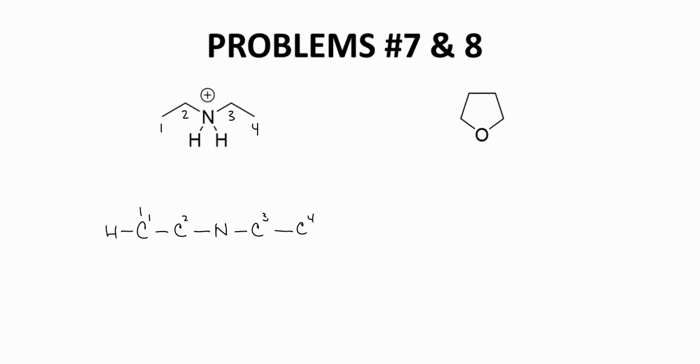Carbon 1 needs 3 hydrogens because it only has 1 carbon-carbon bond. Carbon 2 has 2 bonds, so it needs 2 more, 2 hydrogens. The nitrogen, hydrogens are not optional on nitrogen. So the hydrogens are provided for us on nitrogen. We just need to recopy those. Then for carbon 3, it has 2 bonds, so we'll give it 2 more hydrogens to fill that octet. Carbon 4 is going to need 3 hydrogens.